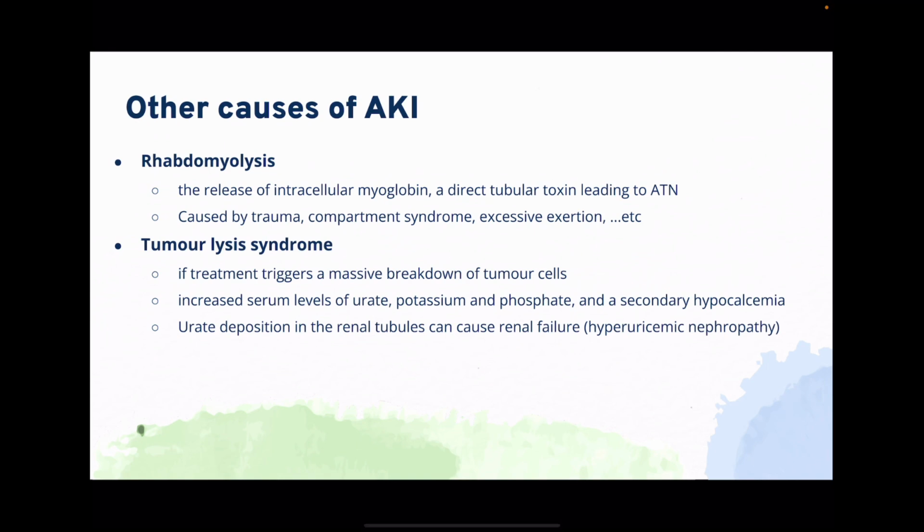Other causes of acute kidney injury, we have rhabdomyolysis, which is the release of intracellular myoglobin, which is a direct tubular toxin leading to acute tubular necrosis. It is caused by trauma, compartment syndrome, or excessive exertion.